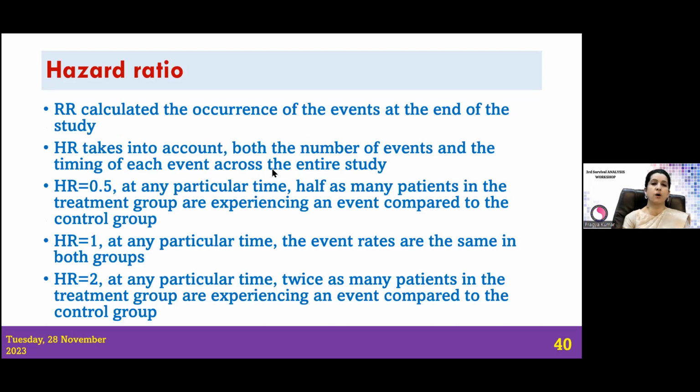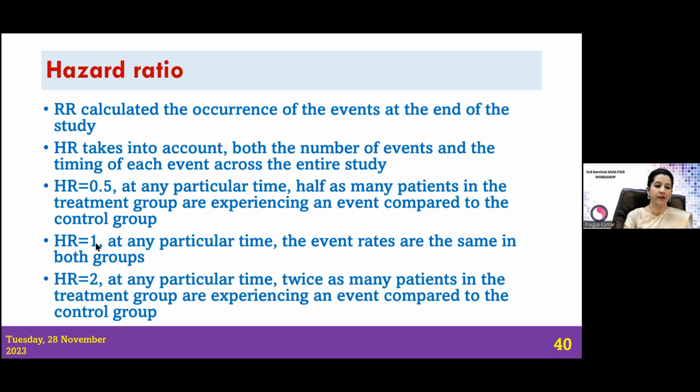Because if you see the odds ratio, what happens there? It is only the ratio of the odds. But in the case of a hazard ratio, you take time also, because it is time-to-event data. So if the value of this hazard ratio is 0.5, what will you say? You will say that at any particular time, half as many patients in the treatment group are experiencing an event as compared to the control group.